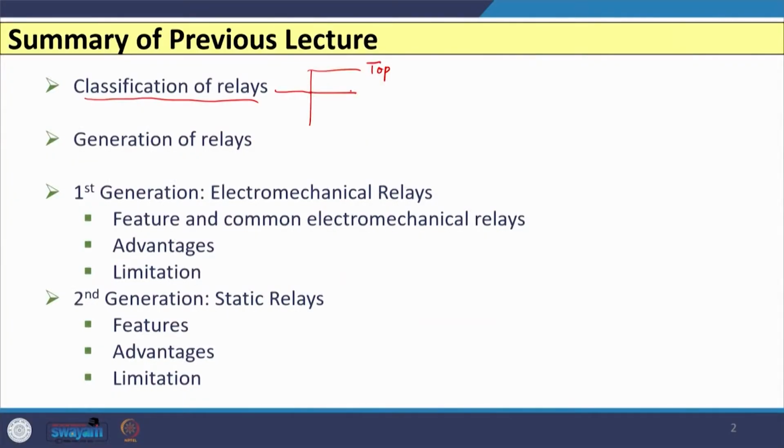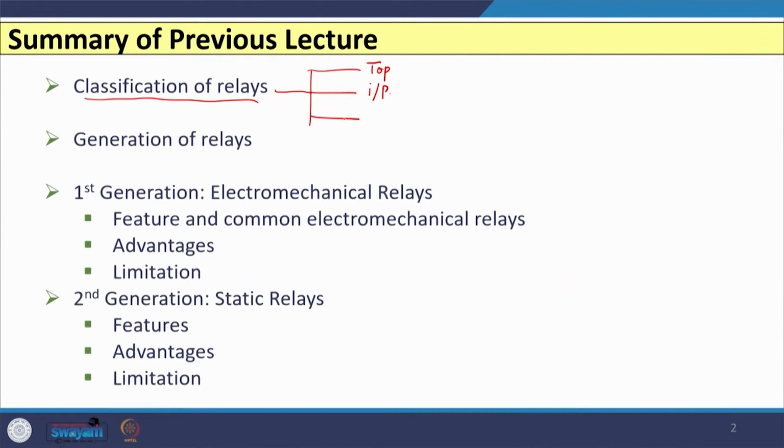The second classification which we have discussed is based on the number of inputs required by the relay. A relay may require a single input, let us say current, in the form of CT secondary, or a relay may require double inputs, two inputs, from the CT secondary and PT or CVT secondary. So, both voltage and current are required by the relay as an input, and based on that the relay will take the decision. The third we have discussed is based on the components used by the relay.